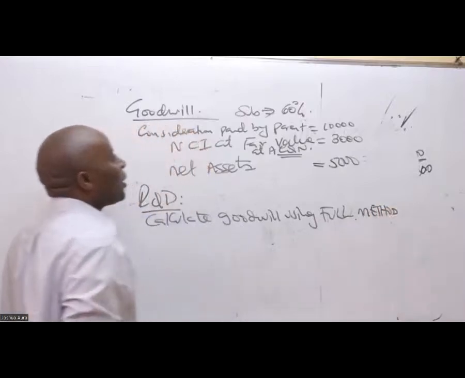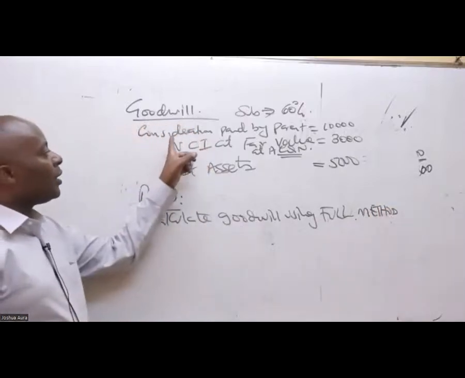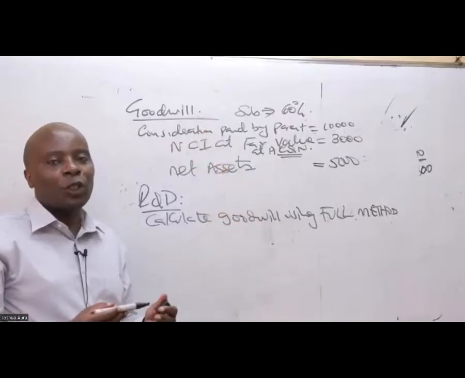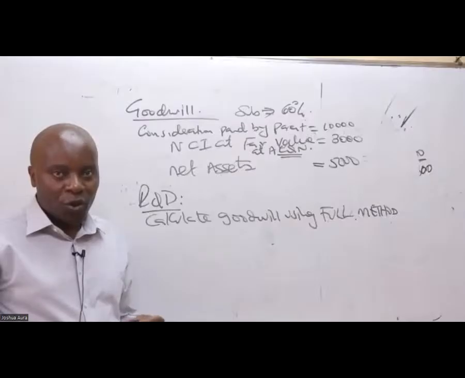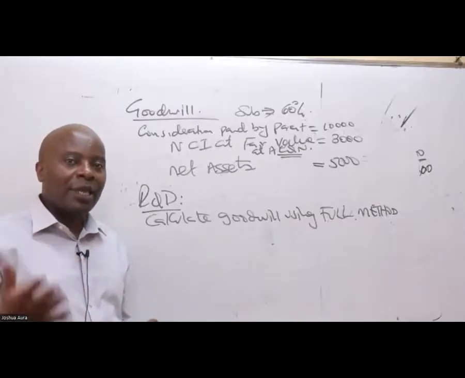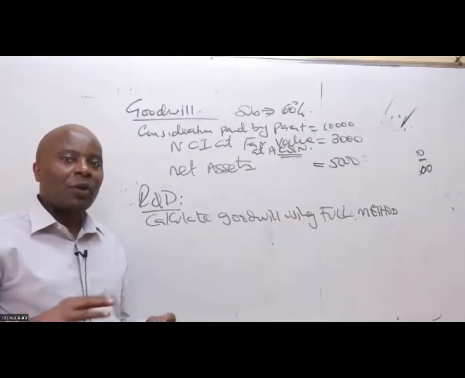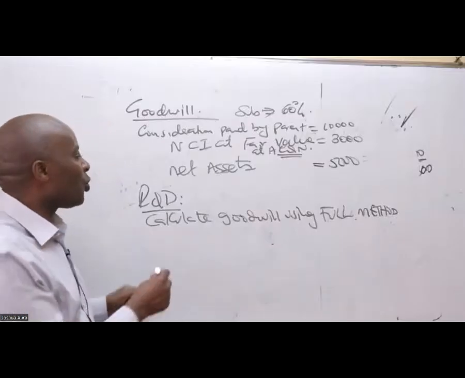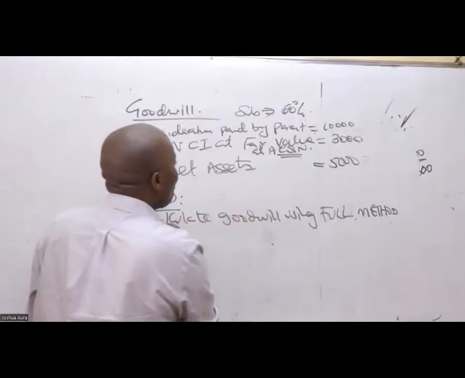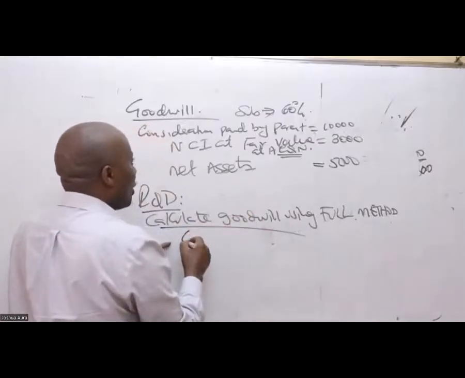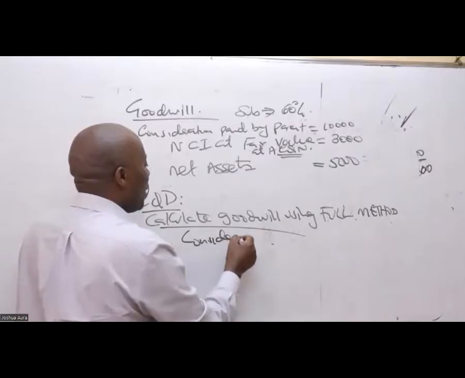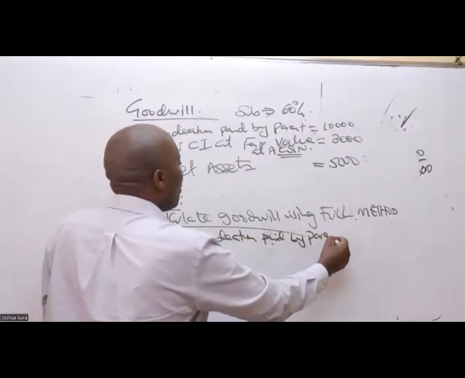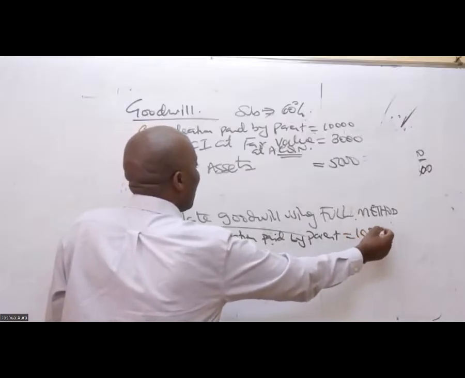Using full method, this is when we consider both considerations paid by the two parties. When you consider what has been paid by the two parties, then automatically you are accounting for the whole, the full. So when they tell me to use full method to compute goodwill, then what I will do is come here: consideration paid by parent, 10,000.